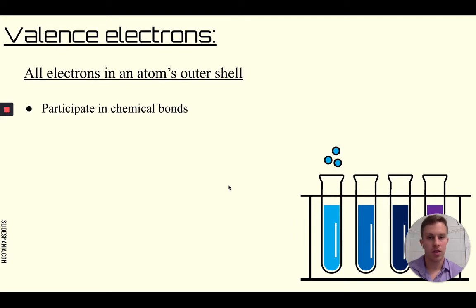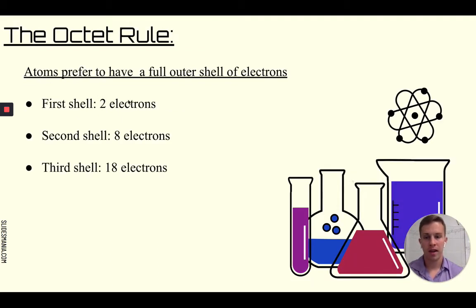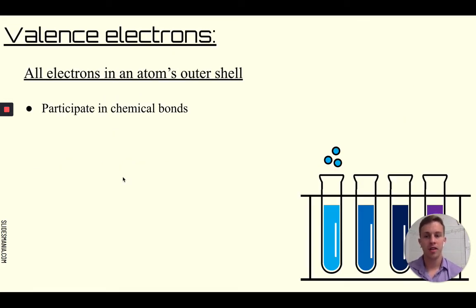The next important concept is called valence electrons. So valence electrons are all electrons in an atom's outer shell. So going back, the outer shell could either be the first, second, third, and so on. The valence electrons are simply the electrons that live within the outermost shell. Okay? And the reason they're important is because they participate in what are called chemical bonds. We'll learn about those later. Just know right now that valence electrons are all electrons in an atom's outer shell.